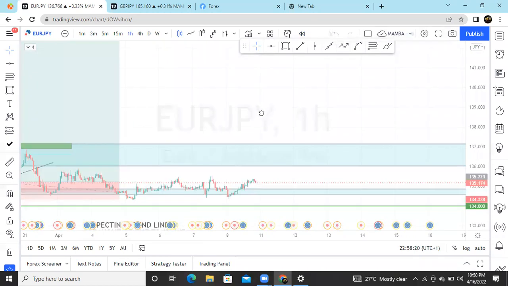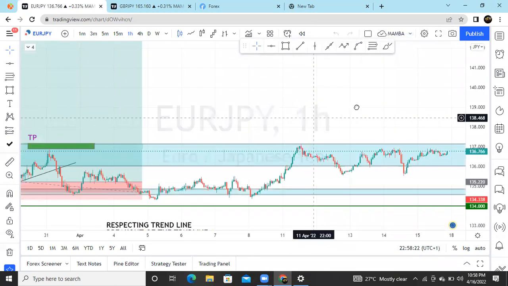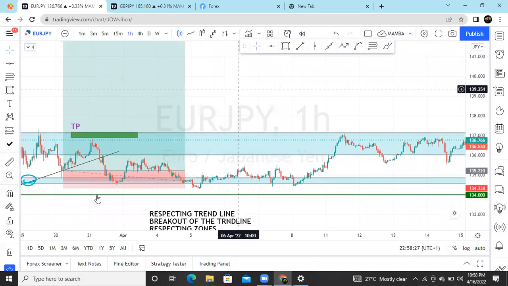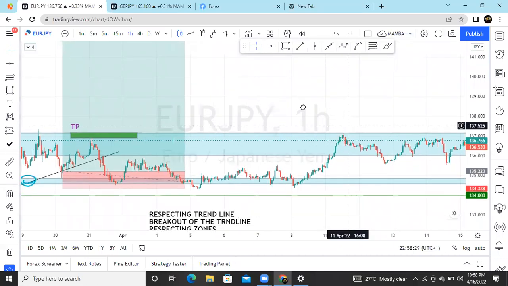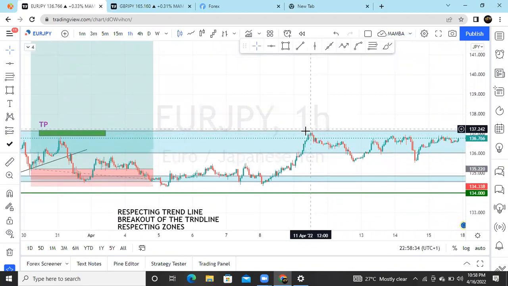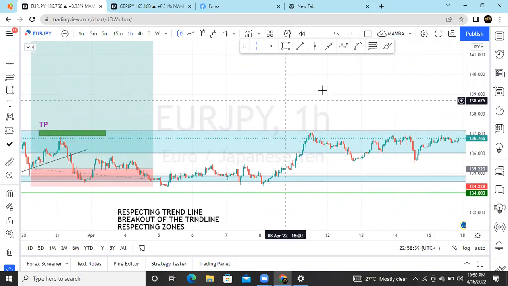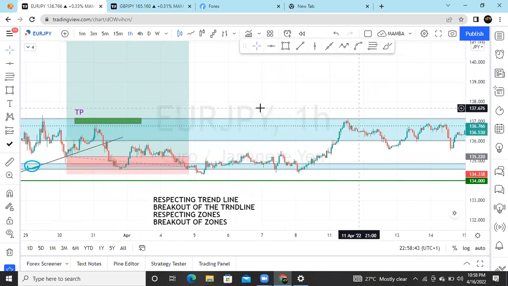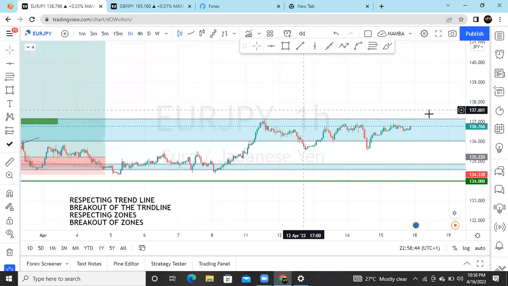Let's see. So this guy broke our trend line. This is the outcome. Can you see that this area still remains a very strong area? Each time it comes here, it drops. So why don't you keep taking profit at that area? That area, that area, that area.